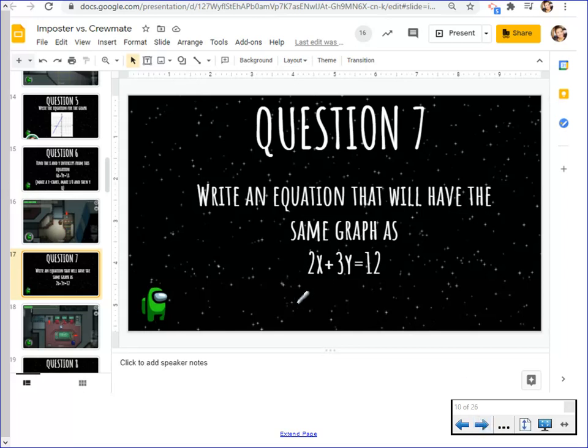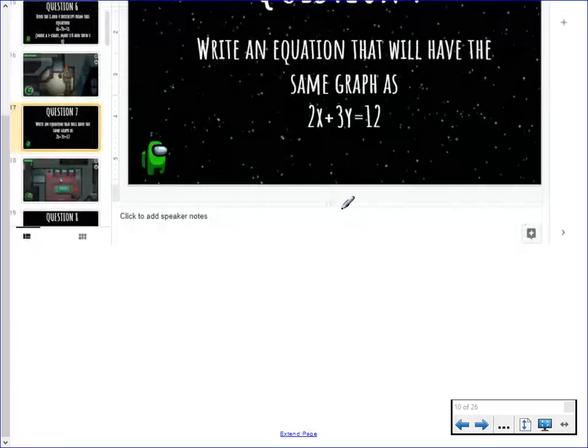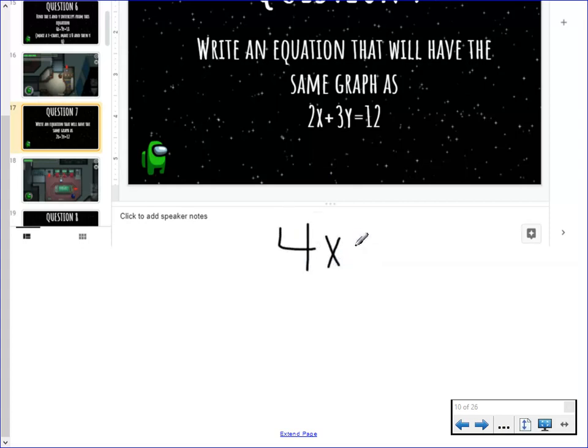Next one, 7, write an equation that will have the same graph as this one. All you have to do is take this times whatever number you want other than 1 or 0. So I'm going to take it times 2. 2x times 2 is 4x. 3y times 2 is 6y, and 12 times 2 is 24. This is going to give me the exact same line as the first one. You can multiply it by whatever number you want other than 0 or 1.